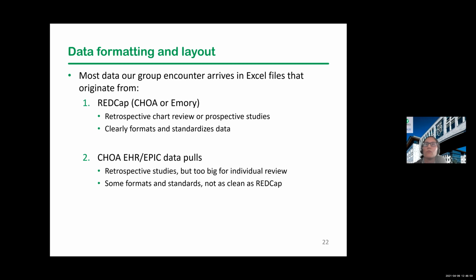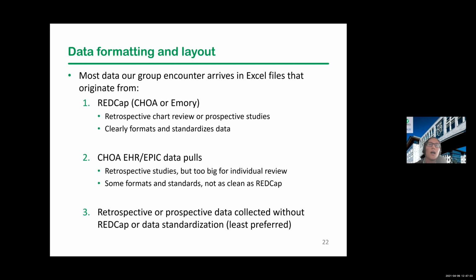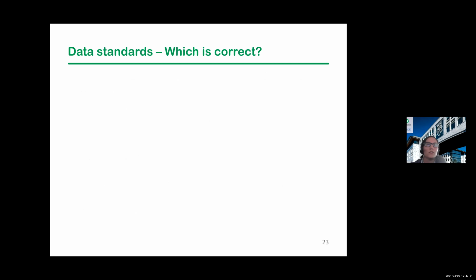So there can be some back and forth with the PI once we get that data. The last main way we get data is just homegrown Excel sheets, or I guess any other data collection instrument that is used by the PI. This is least preferred just because there's not much standardization, so there's a lot more cleaning involved. When there's a lot more cleaning, there's less time for us to do the analysis when it comes to time constraints.